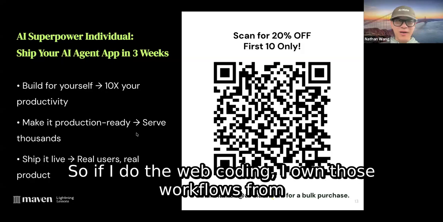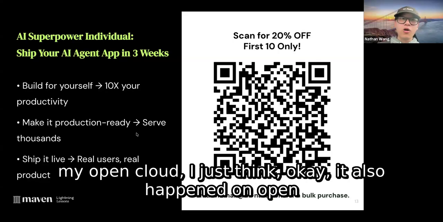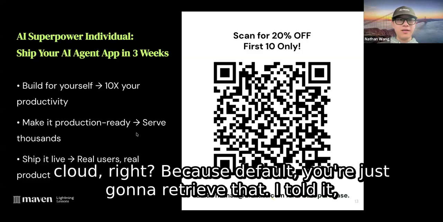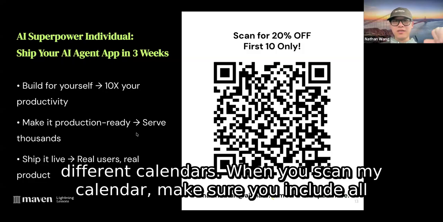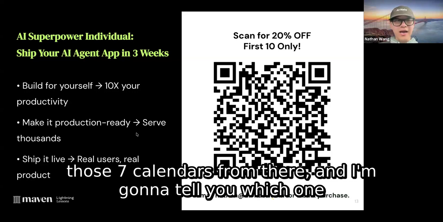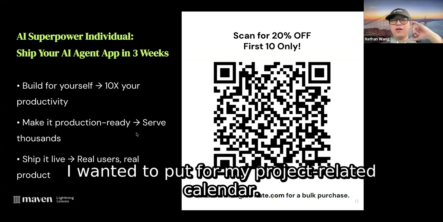So if I do vibe coding, I own those workflows from my OpenClaw. I just say, okay, it also happened on OpenClaw, right? Because by default it's just going to retrieve that. I told it, okay, I have 7 different calendars. Those are the names for those 7 different calendars. When you scan my calendar, make sure you include all those 7 calendars. And I'm going to tell you which one I want to use for my project related calendar, blah blah blah.